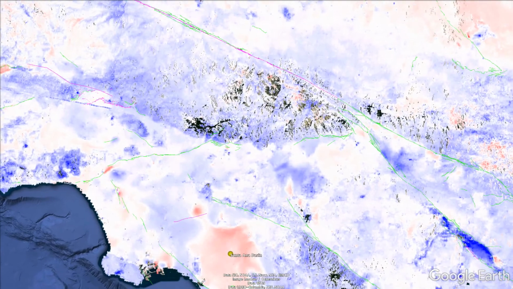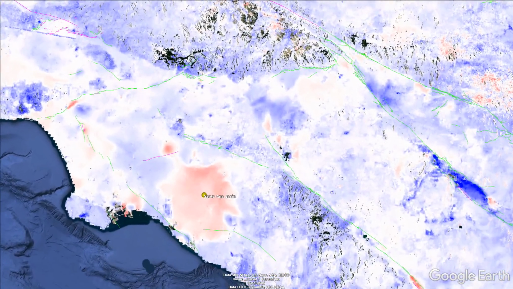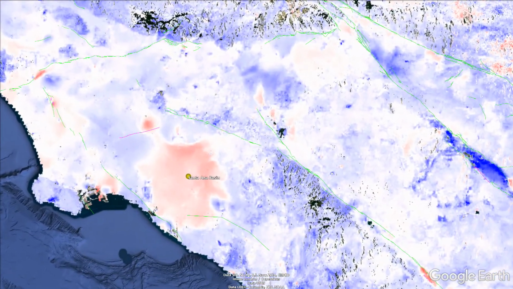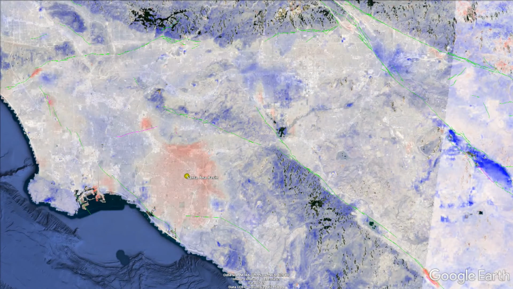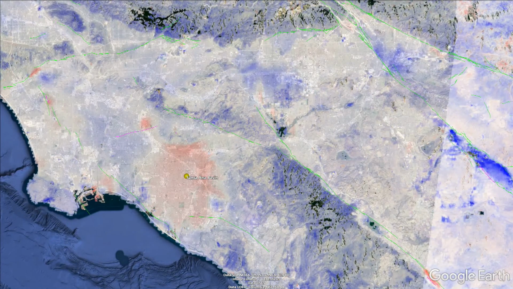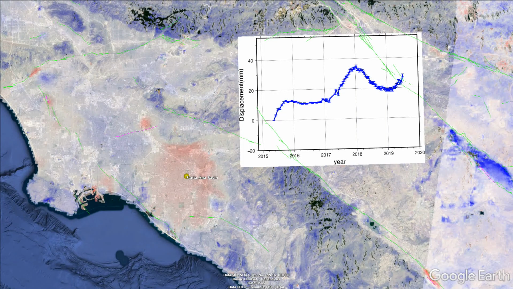Further to the south, the Los Angeles Basin has a long history of seasonal subsidence and uplift, due to underground water storage, especially over the Santa Ana Basin. The time series clearly shows the annual cycle as well as the current overall upward trend.